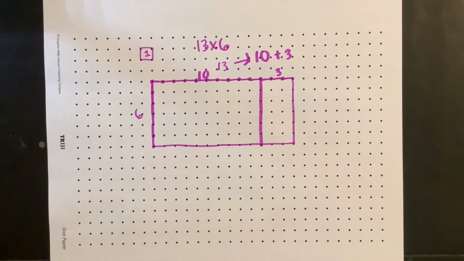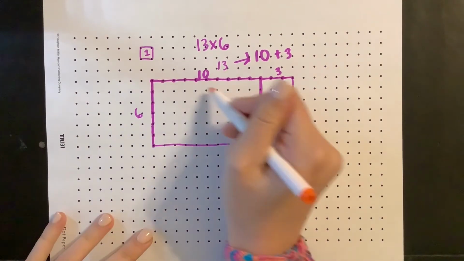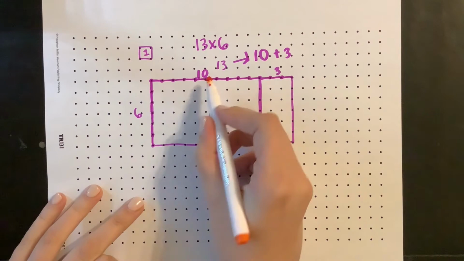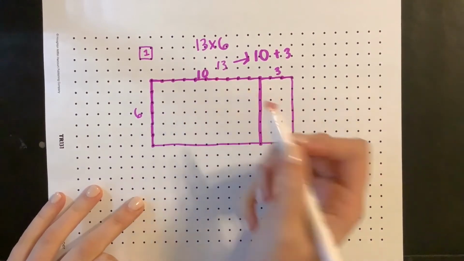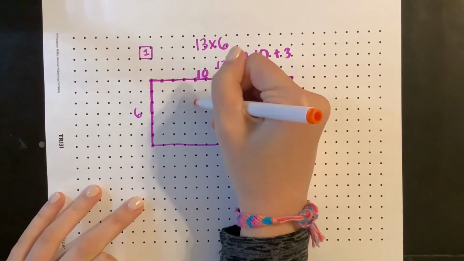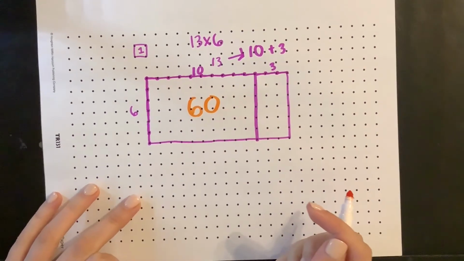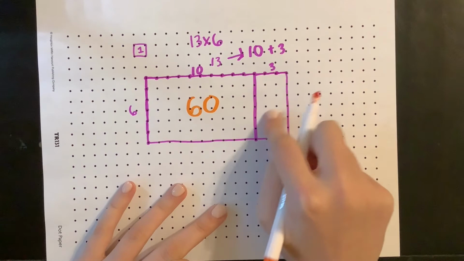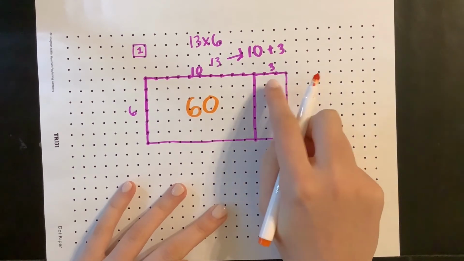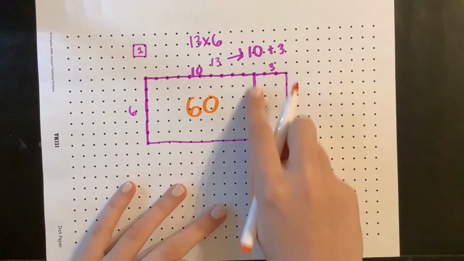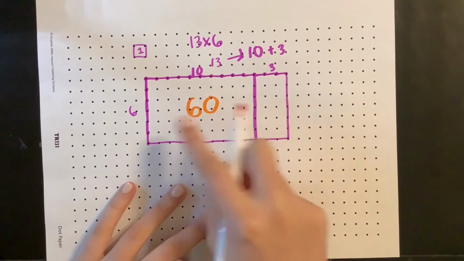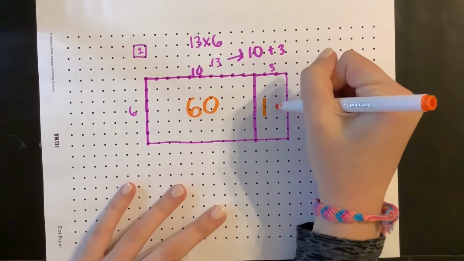Okay, well now I know in this little area right here, 6 times 10, how many squares are in this area? That's right, 60. So this is 60 squares. How many squares are in this little area? Well, there's 6 rows and there's 3 in each. So 6 times 3 is 18.